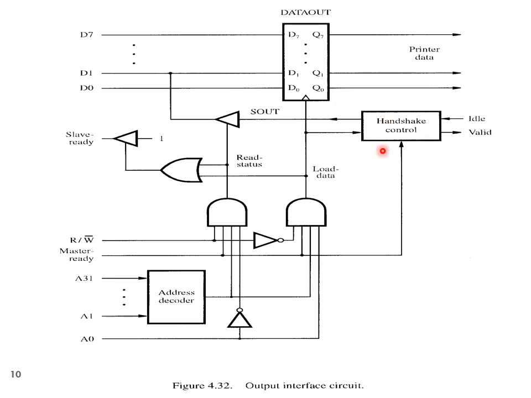Then we have the handshake control, which is used to initiate the idle and valid signals associated with the printer. The working is: initially the printer is idle or busy, and when the printer becomes ready to print some data, it will set the idle signal as 1 and inform the output interface circuit. When the idle signal becomes 1, the handshake control circuit inside the output interface will set the S out bit as 1, which was initially 0, and now this information needs to be passed on to the processor.